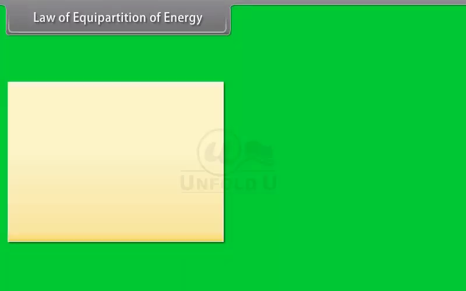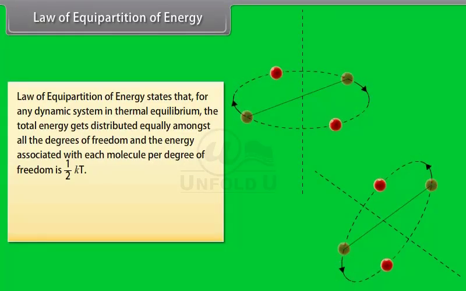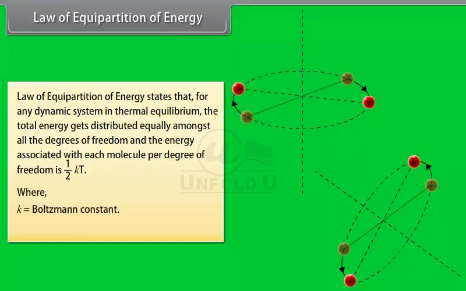Law of equipartition of energy. The law of equipartition of energy states that for any dynamic system in thermal equilibrium, the total energy gets distributed equally amongst all the degrees of freedom, and the energy associated with each molecule per degree of freedom is 1/2 kT, where k is Boltzmann's constant and T is the absolute temperature of the system.